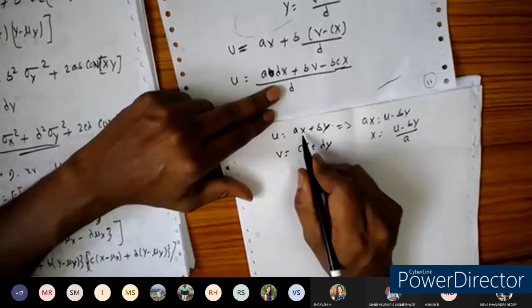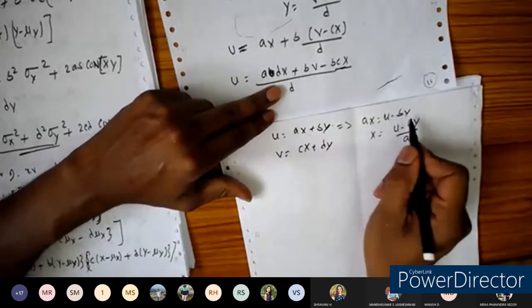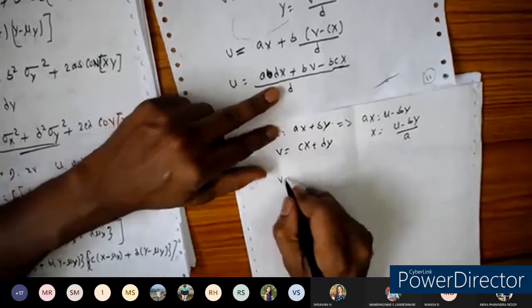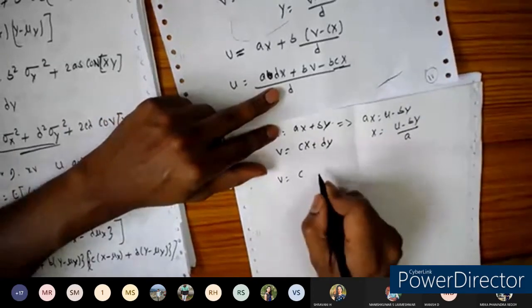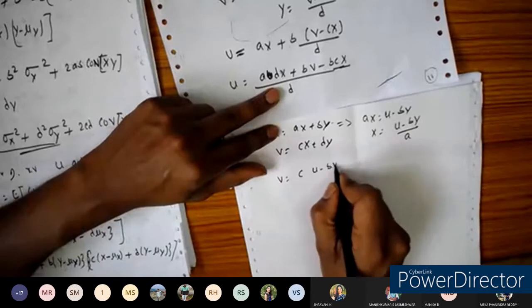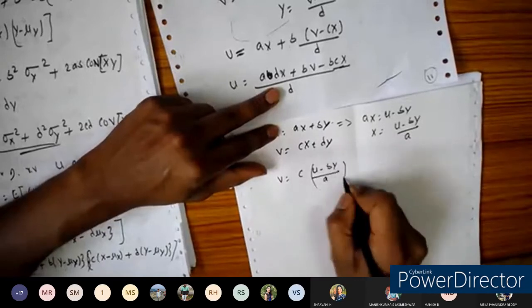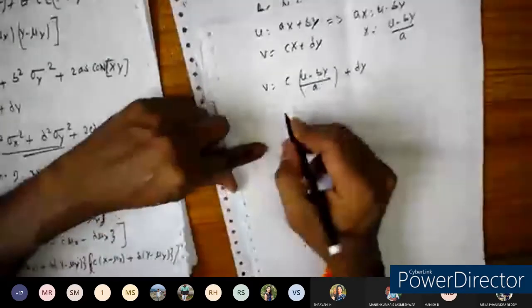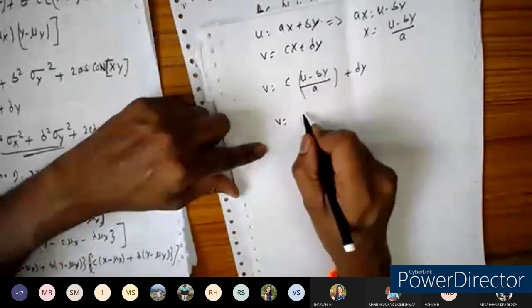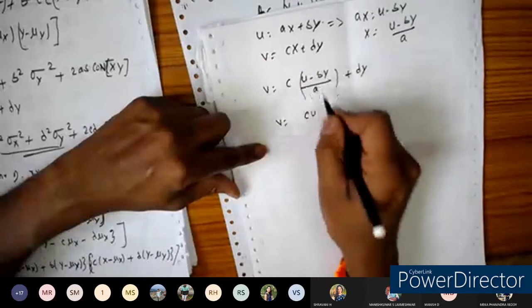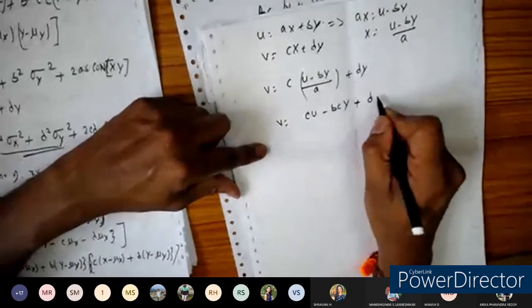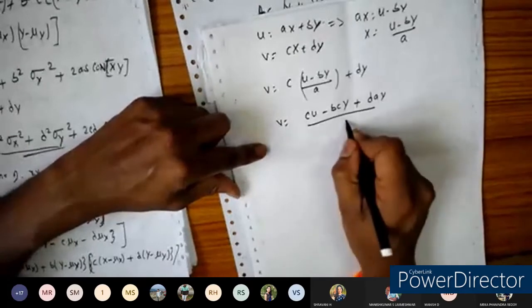Okay. So solve for ax here. ax is equal to u minus by, divided by a. So that is x is equal to, let us substitute x here. So v is equal to c into x, which is u minus by divided by a, plus dy. Okay. So let us take the LCM for this one. So it has become c into u, let us multiply in the meantime, minus bc into y plus d into a into y, divided by a.